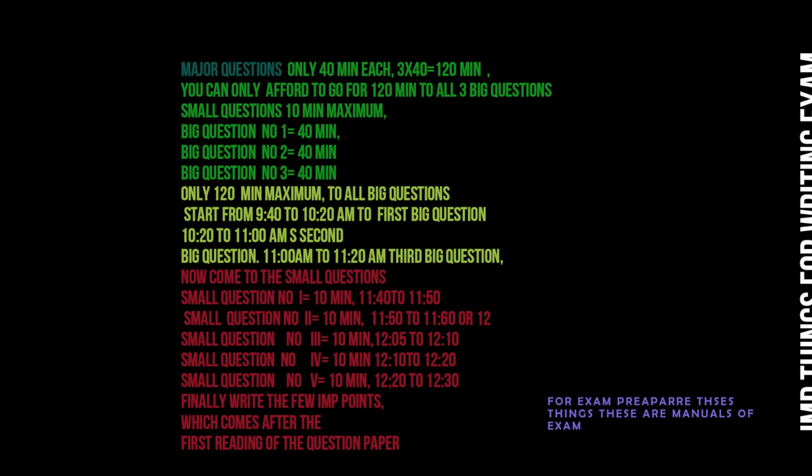If you are exceeding the 40 minutes, so you start the first detailed question at 9:40, and you have to complete it by 10:20. Your first question must be completed by 10:20. Then the second detailed question will go from 10:20 to 11 o'clock. So by 11, when the time is 11 on your watch, you have actually completed two detailed questions.